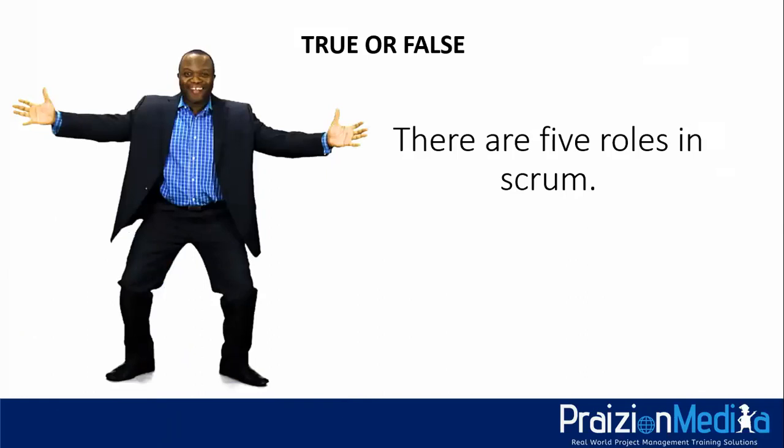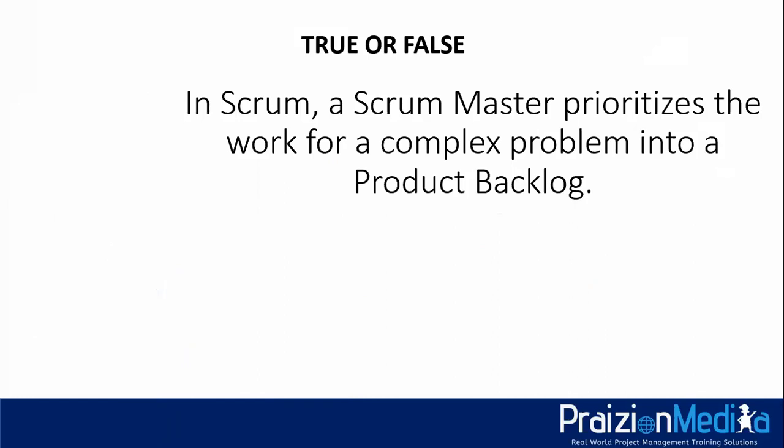There are 5 roles in Scrum, true or false? 3, 2, 1. This is false. There are 3 roles in Scrum, not 5. The 3 roles in Scrum are the product owner, the Scrum Master, and developers. Some people would say development team. Make sure you look at the Agile Practice Guide to get their definition.